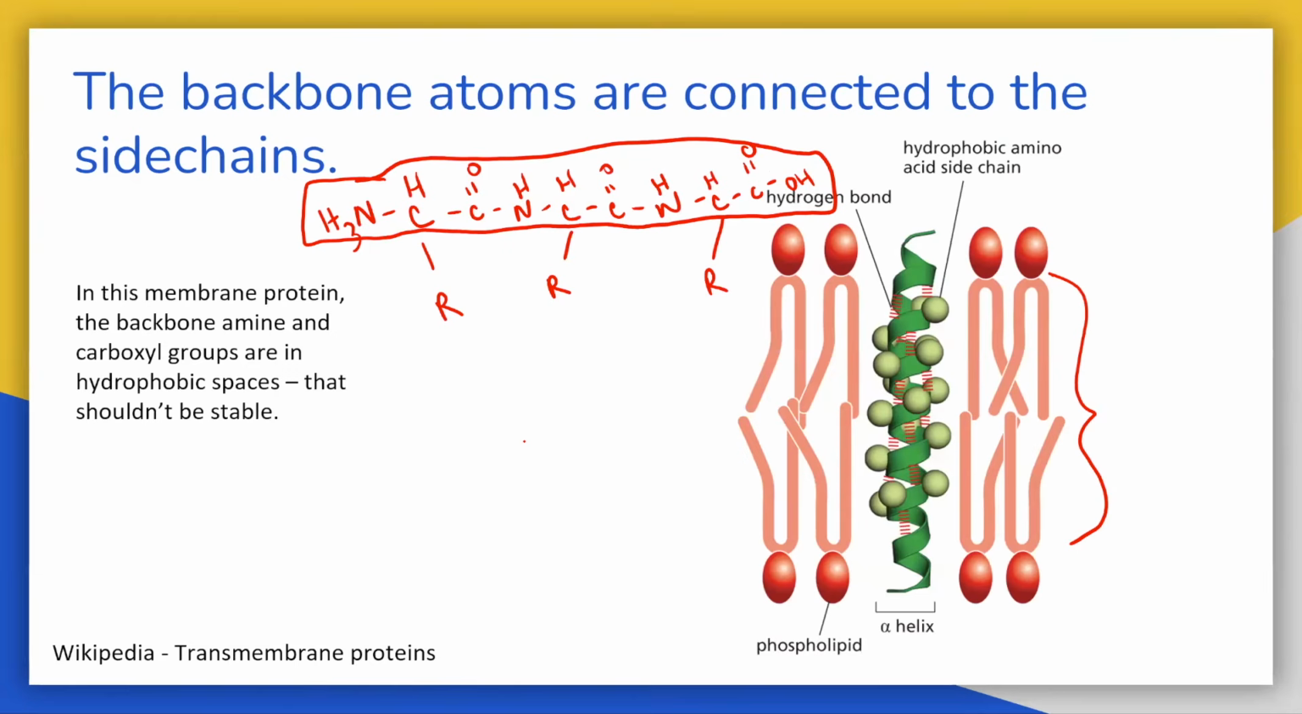So if we go back one picture, now we see that this green protein in the middle of the membrane has all of its hydrophilic atoms down the middle of this helix and all of its hydrophobic side chains sticking out, interacting favorably with the hydrophobic part of the membrane.